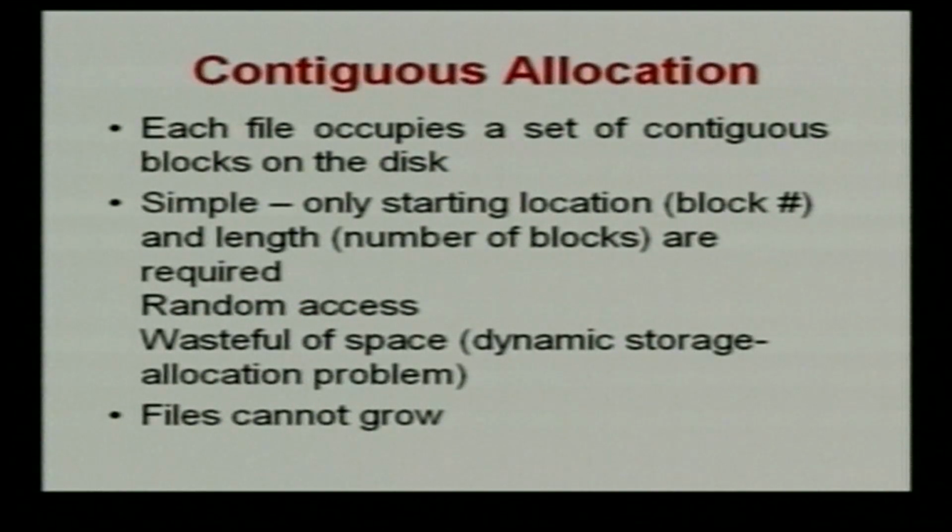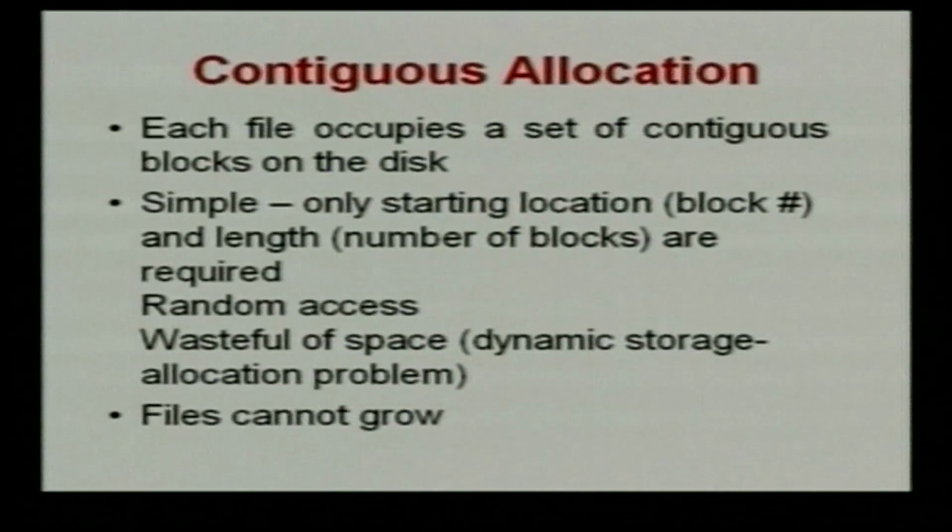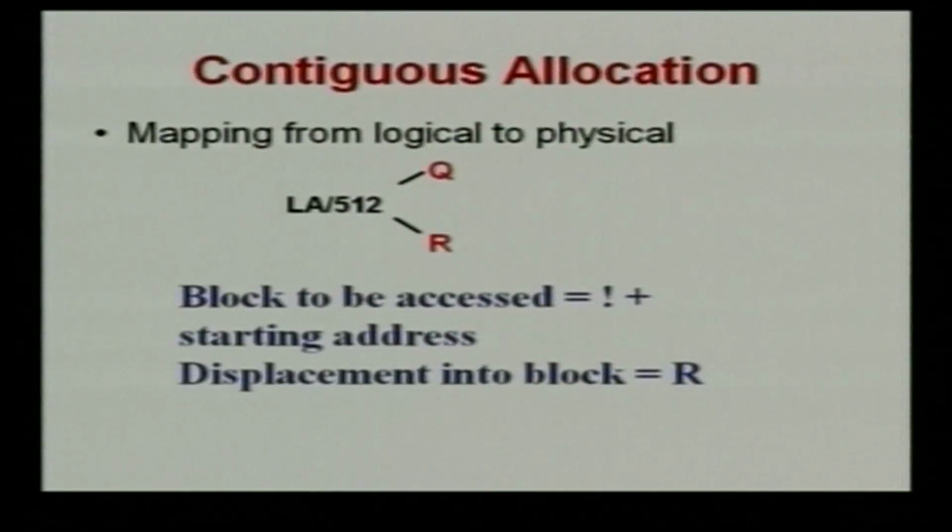So, each file occupies contiguous blocks on the disk. You need to know only the starting location, even if it is unblocked. The previous thing we spoke about was unblocked. Even if it is blocked, the complete block will be stored in contiguous memory. You need the starting location and the length, the number of blocks required. This allows for random access, but the problem, as before, is that files cannot grow. Given the block to be accessed, the starting address and the displacement in the block, you can access it.